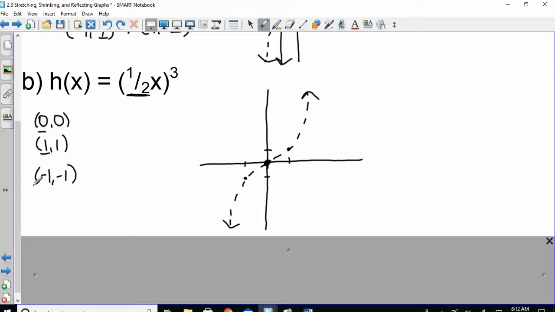So if I take my x's, and I'm going to multiply those by 2. So 0 times 2 is still 0. 1 times 2 is 2. Negative 1 times 2 is negative 2. So those are my new points. 0, 0, 2, 1, negative 2, negative 1.